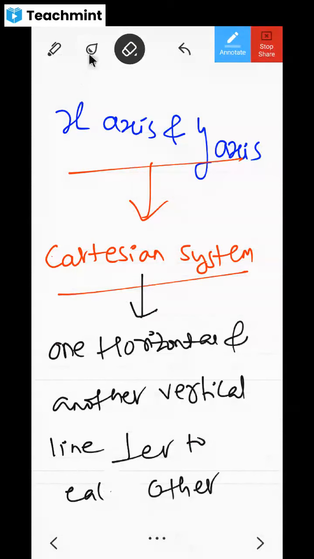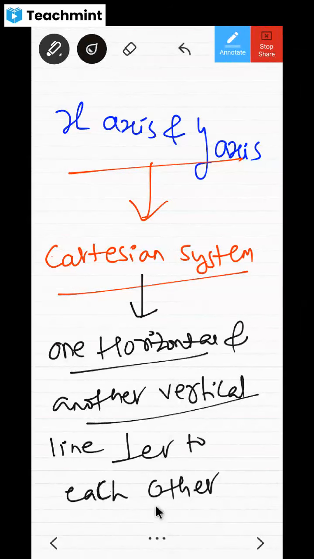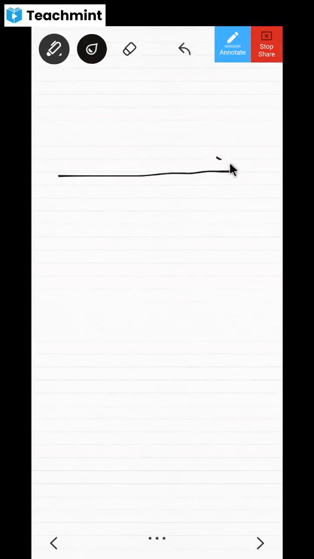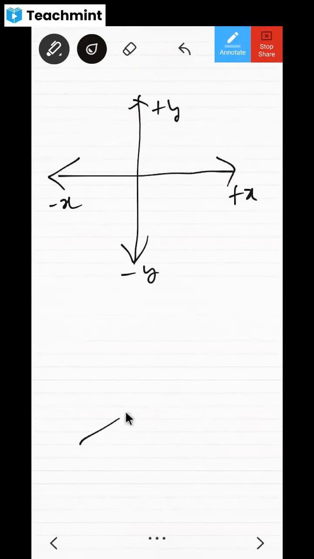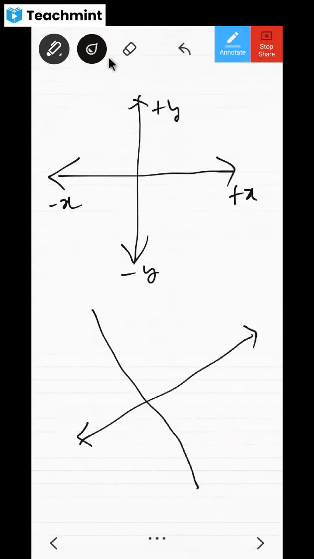Tell me, dear children, one horizontal line and another vertical line are perpendicular to each other. Now you must be thinking, is this only called Cartesian system? No, not only this. This is positive x-axis, negative x-axis, positive y-axis, negative y-axis. Everybody knows this. Now, don't you think this is also a Cartesian system, dear children? Now look at this. They are also perpendicular to each other.